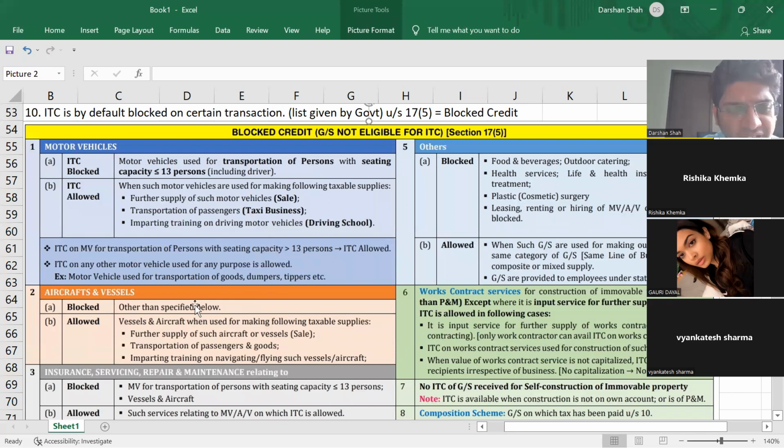Okay. So here I have written it. So ITC on motor vehicle for transportation of persons with seating capacity of more than 13 persons will be allowed. No problem. Will be allowed.